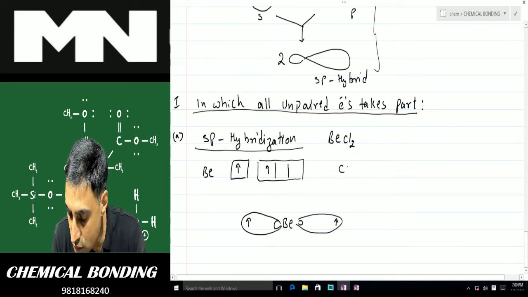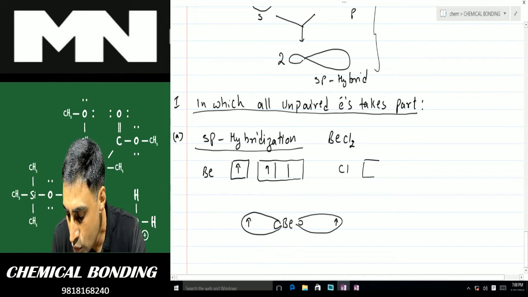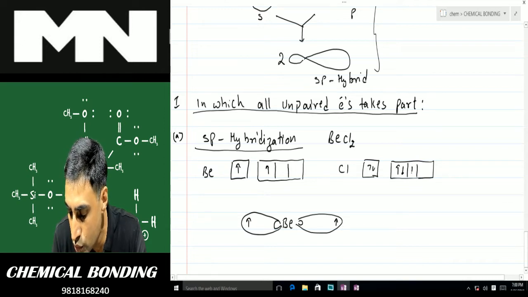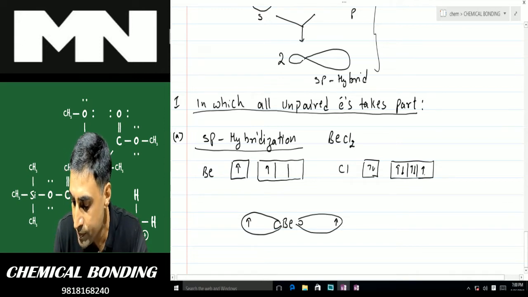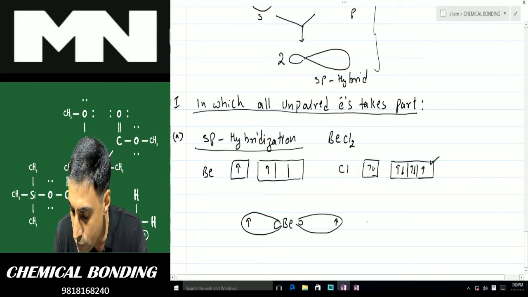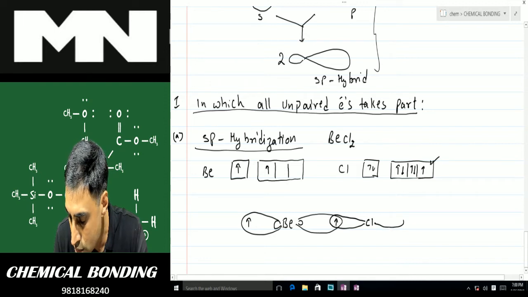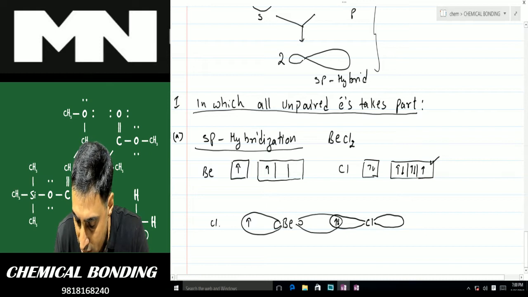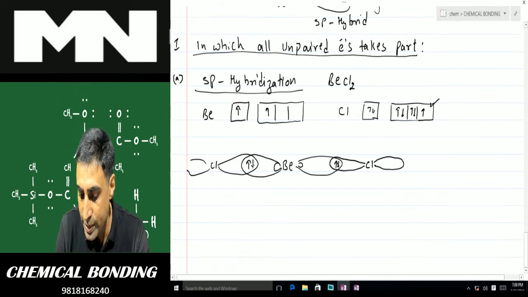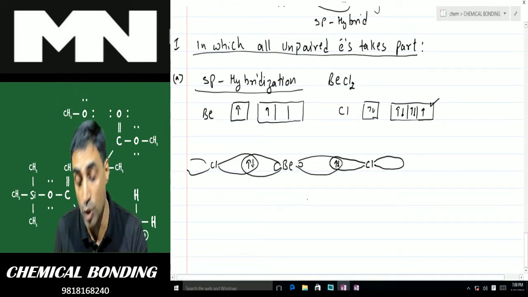Let us have a look at the configuration of chlorine also. Chlorine has 2 electrons in the s and 5 electrons in the p: 1, 2, 3, 4 and 1, 5. This unpaired electron of chlorine is overlapping here, so you are getting a bond. Likewise here also, the unpaired electron of chlorine is overlapping like this, so you are getting a bond here. So this is how the beryllium chloride molecule is.